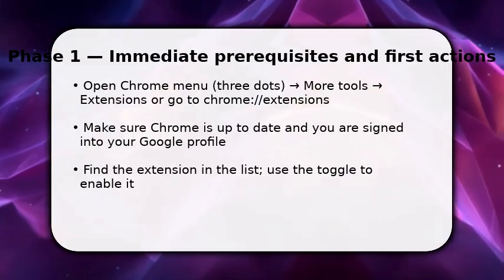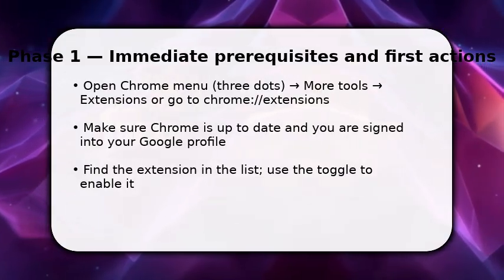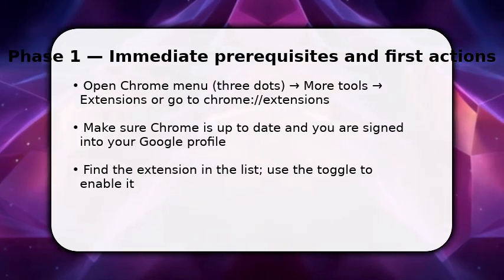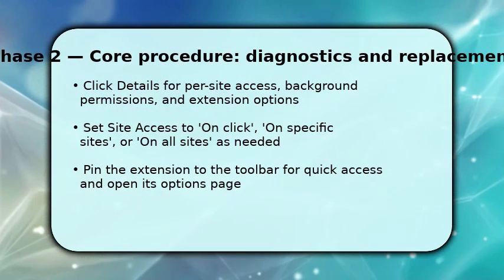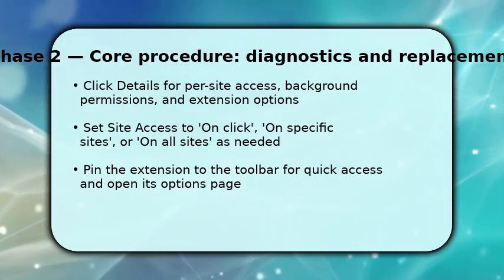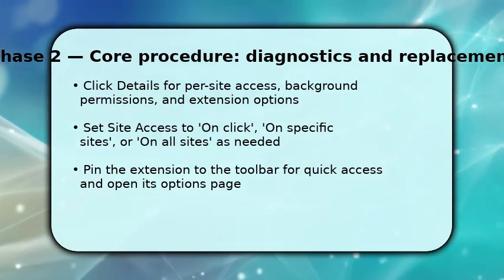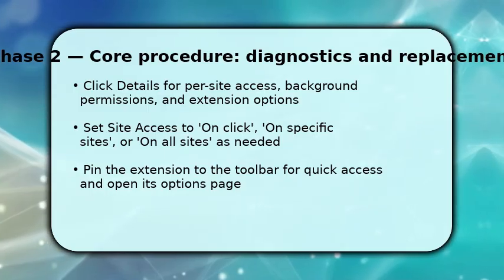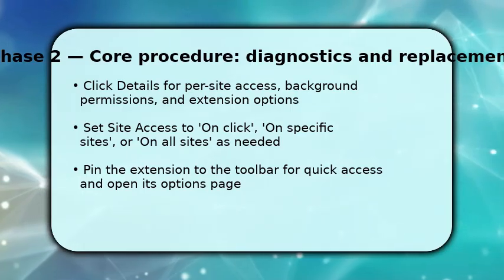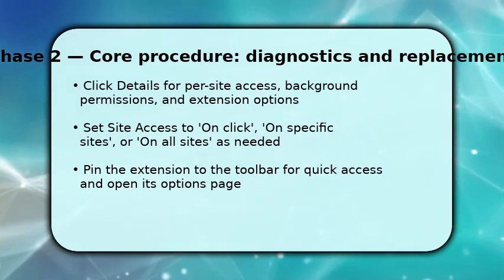Accepting them allows the extension to access needed sites or data. Now you've completed the first actionable step toward using the extension. Once the toggle is on, click Details to control how the extension behaves and why it needs permissions. You'll see Site Access Settings. Choose On Click, On specific sites, or On all sites depending on privacy needs. This prevents blanket access to your browsing.